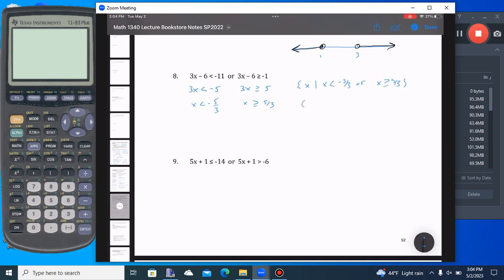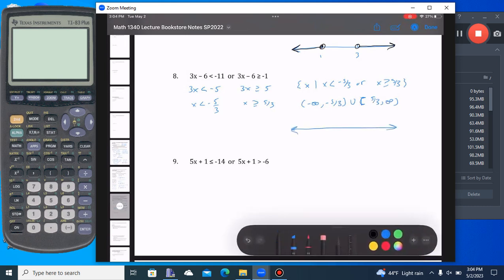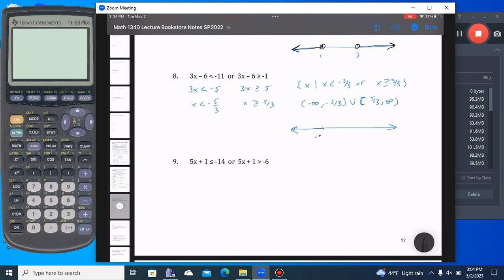Interval notation: -infinity, -5/3, union with, and 5/3 is included, 5/3 to infinity. And then we got the graphing. So -5/3 and 5/3. 5/3 is included, and everything to the right of it. -5/3 is not included, but everything to the left is.